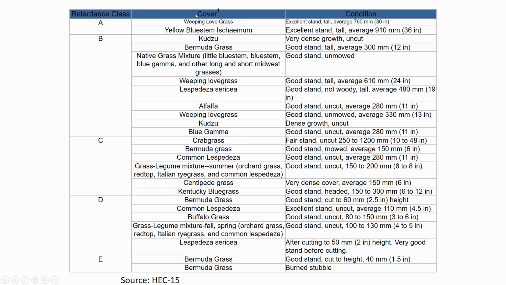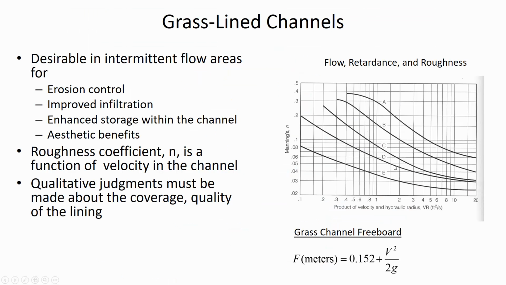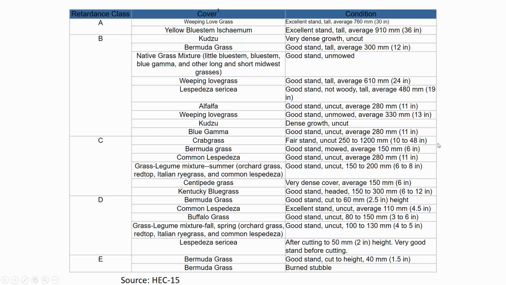The first thing you do is look at the retardance class, and things that have a high level of resistance are the A-class plants: weeping love grass, I don't even know what that is. But I've heard of kudzu before. We've got kudzu in West Virginia, and a lot of it grows on the way towards Fayetteville. You see loads of it. Lots of resistance, kudzu. Bermuda, on the other hand, not a lot of resistance there. Burned stubble Bermuda grass, that sounds like my lawn. The burned stubble part, anyway.